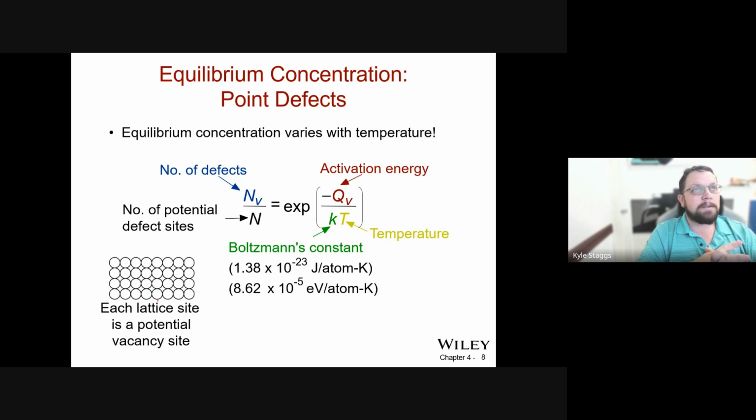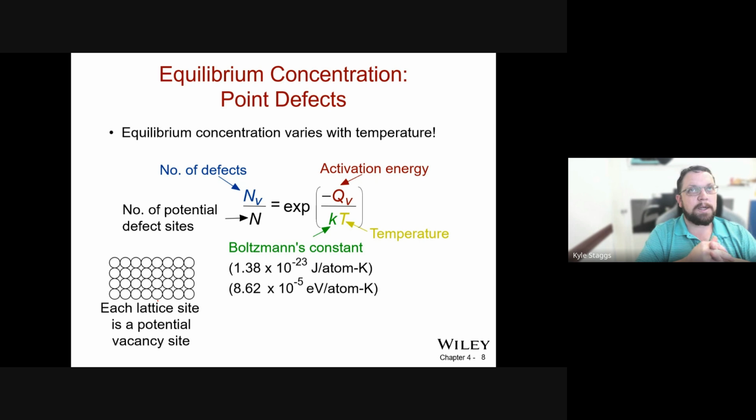So the number of defects is N_V, where N is the number of potential defect sites, times e raised to the activation energy divided by the Boltzmann constant times temperature. The Boltzmann constant tells us something about the energy capacity in joules per atom Kelvin, or electron volts per atom Kelvin, depending on which side of the equation you're looking at.